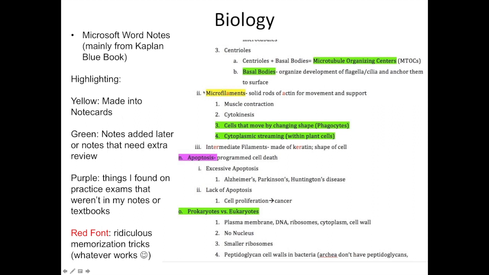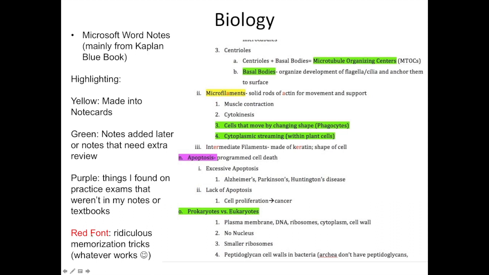For instance, everything that's highlighted yellow I made into flashcards, so I knew I wouldn't have to look at this specific line or this chunk right here as much on my study guide because it was in a flashcard that I'd look at there. For green, these were notes I added later or notes that needed extra review. So this helps me review my study guides faster because I would look specifically for green stuff or also purple things, which were things I found on practice exams that weren't in my notes or textbooks.